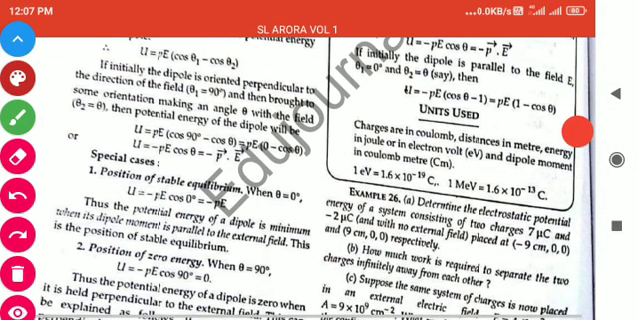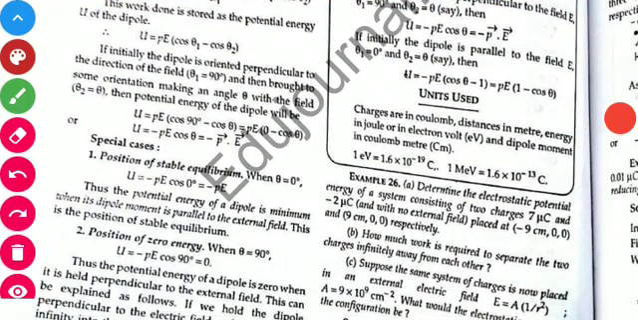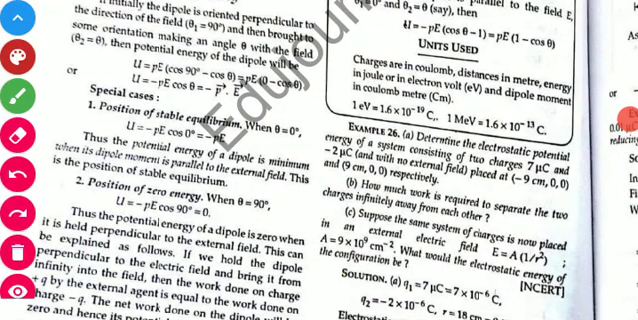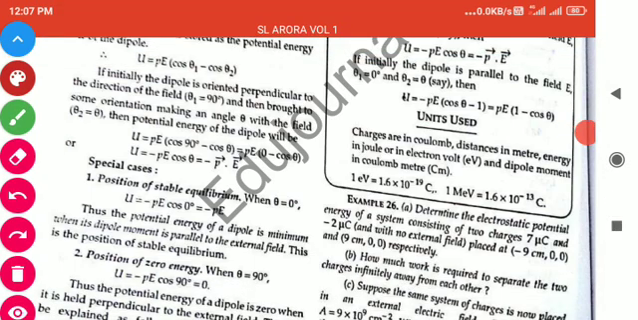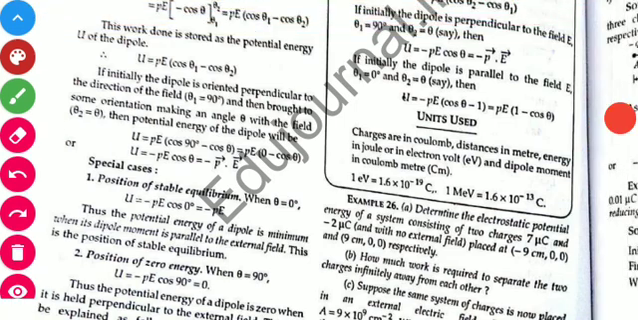So students, now we have special cases. Suppose initially the dipole is oriented perpendicular, so theta 1 will be equal to 90 degrees and then brought to some orientation at an angle theta. So theta 2 is theta. If we put theta 1 equal to 90 and theta 2 equal to theta, then we get this expression, that is U is equal to minus PE cos theta, or we can say minus P dot E.